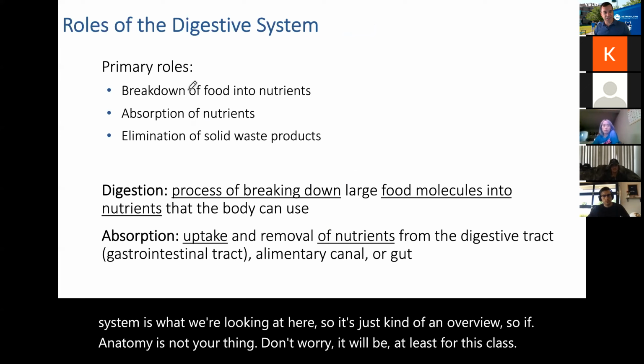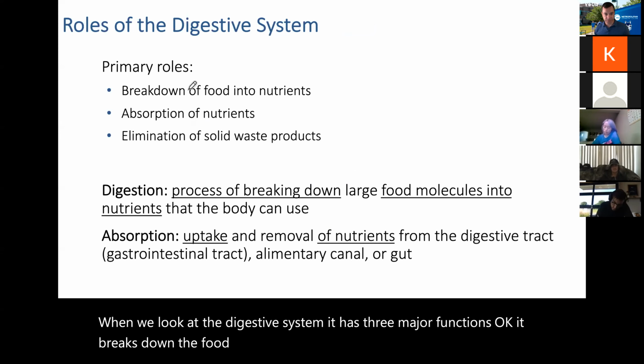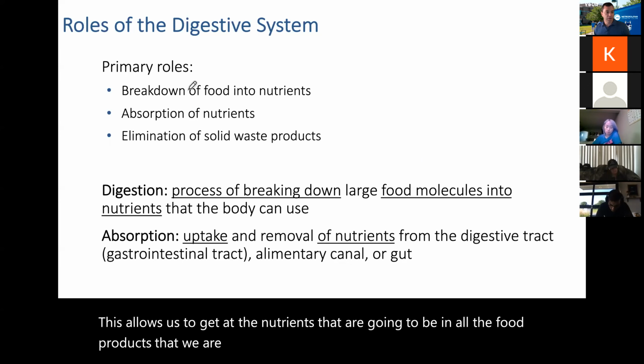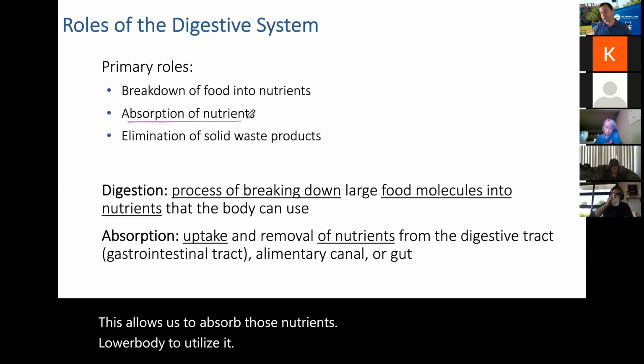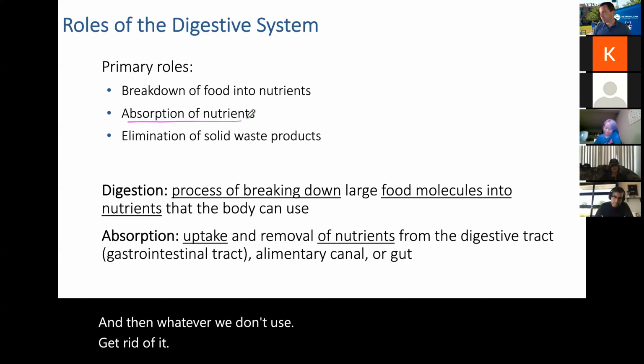When we look at the digestive system, it has three major functions. It breaks down the food into smaller bits. This allows us to get at the nutrients that are going to be in all of the food products that we are consuming. This allows us to absorb those nutrients, allow our body to utilize it. And then whatever we don't use, get rid of it. Get rid of it through the bowels.